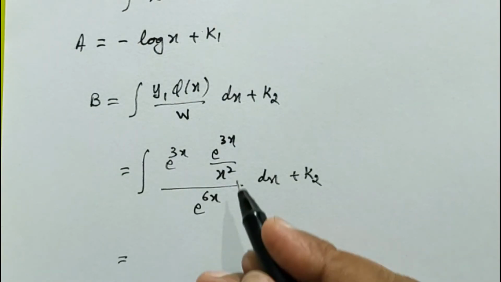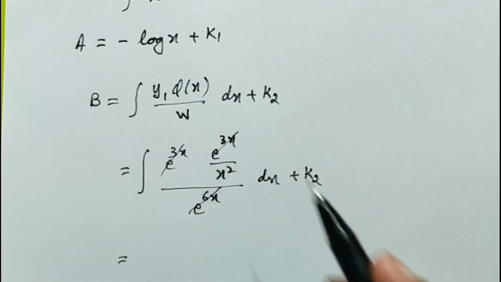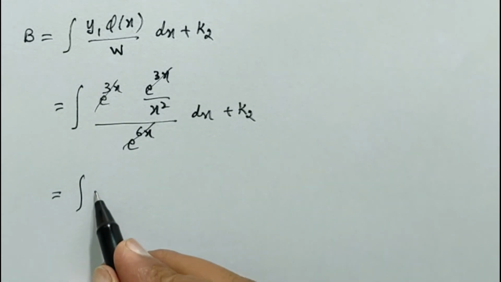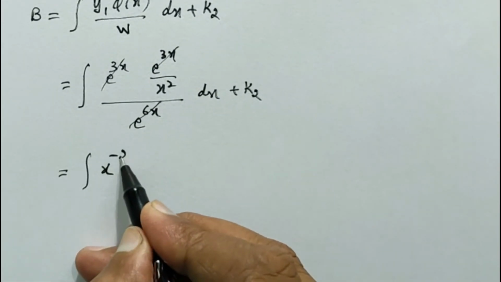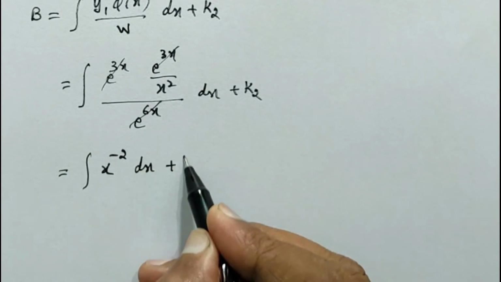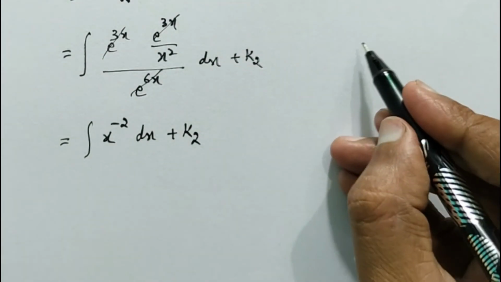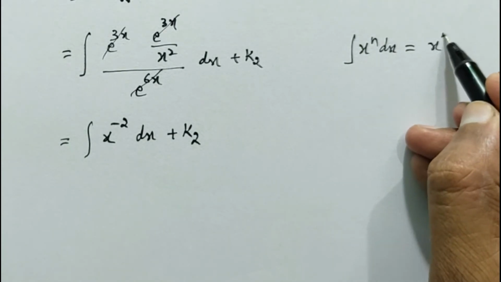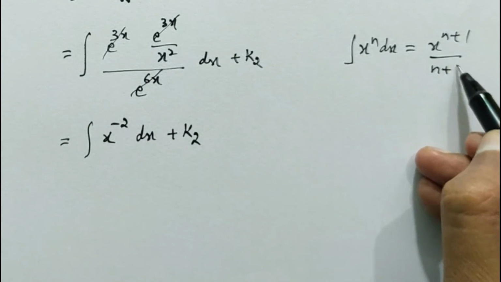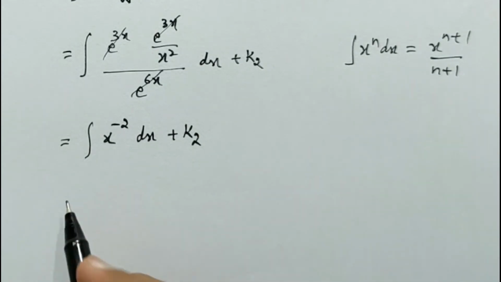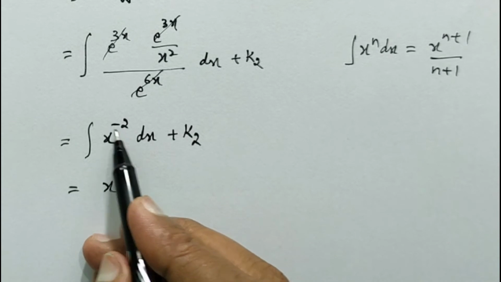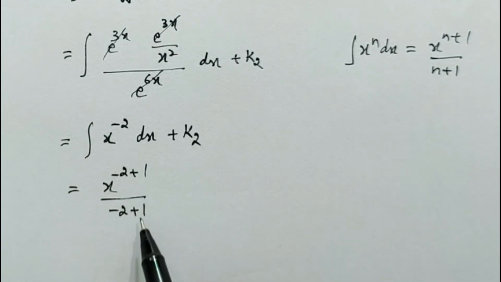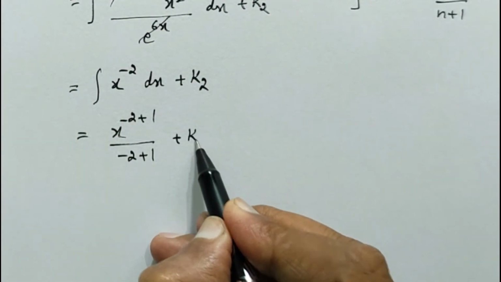So once again this e power of 6x will cancel out. You are left with 1 by x square, or if you take that in the numerator, it becomes x power of minus 2 times dx plus the constant k2. You can just integrate it using the basic formula: integral of x power of n dx is x power of n plus 1 divided by n plus 1. Here the value of n is minus 2, so it is minus 2 plus 1 divided by minus 2 plus 1 plus this constant k2.